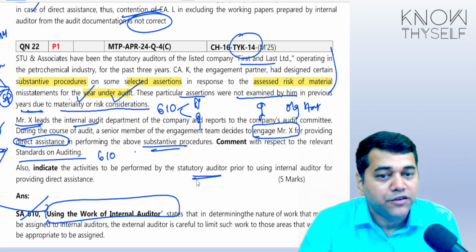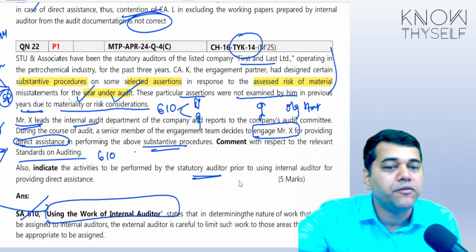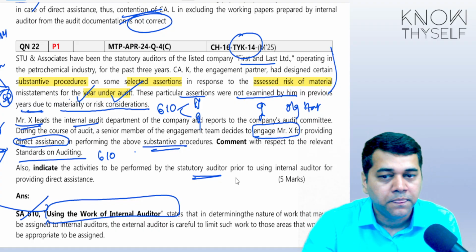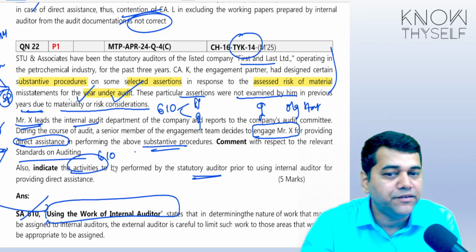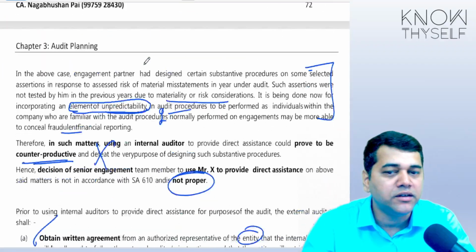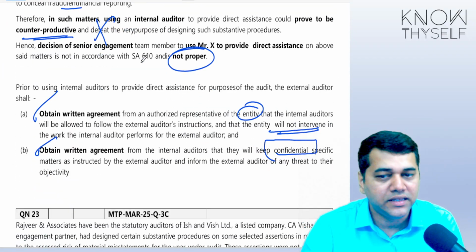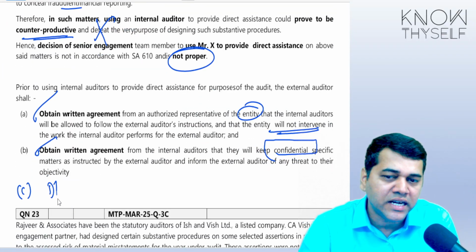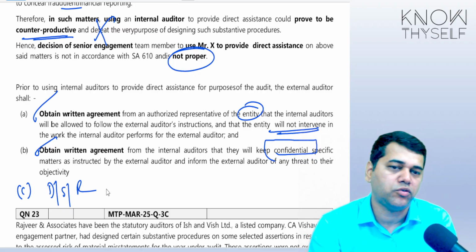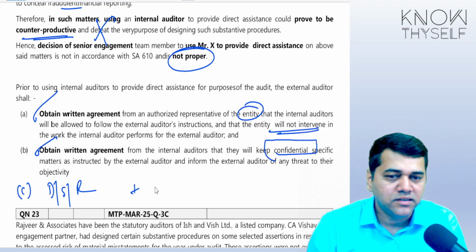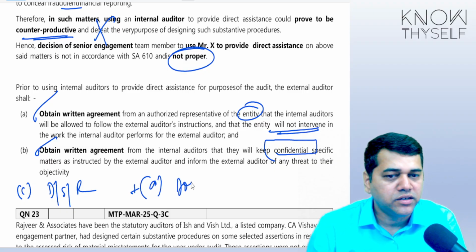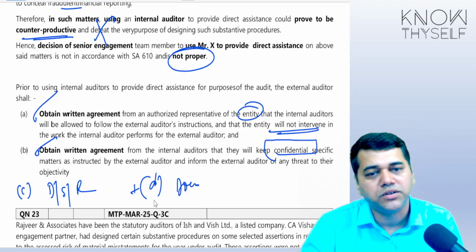And what is that? If you want to use them, okay, maybe for a low risk area, what activity do you need to do? You need to have a written agreement. There are two types of written agreement. And then you can write point number C, direct, supervise, review. This is what you need to do. Plus point number D, document. Done. Your work is complete.